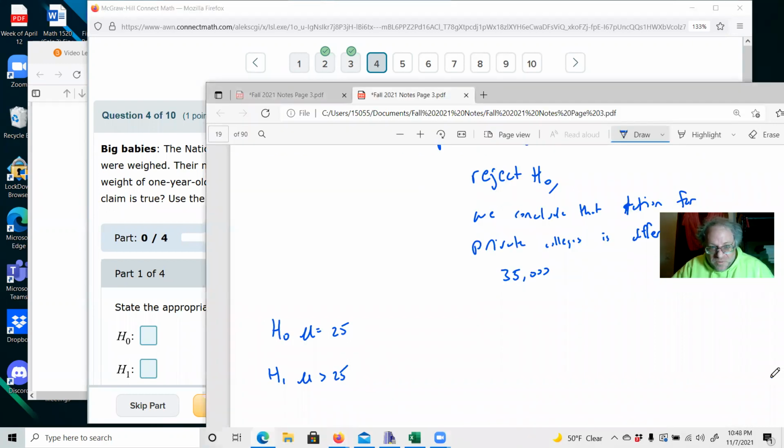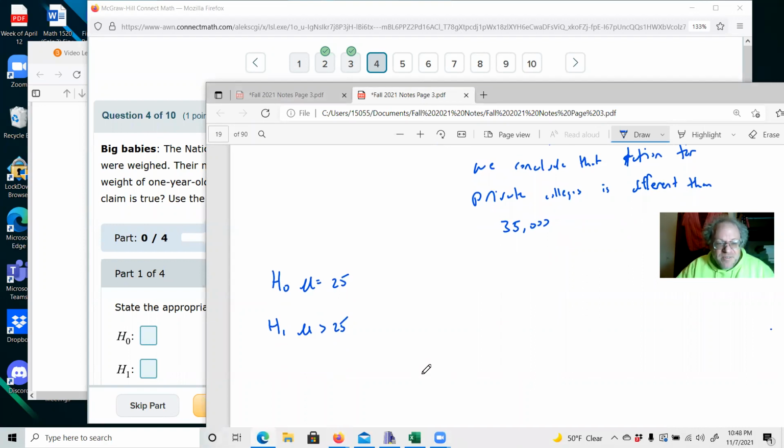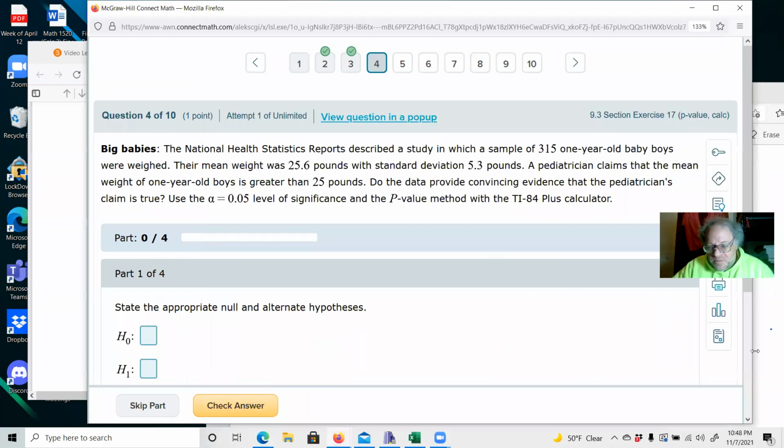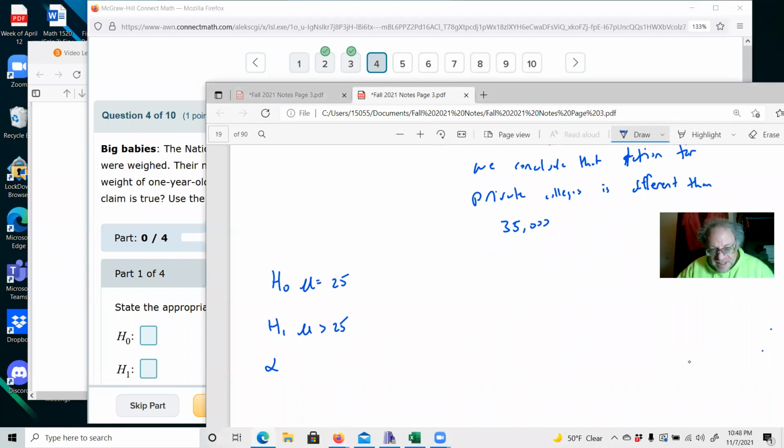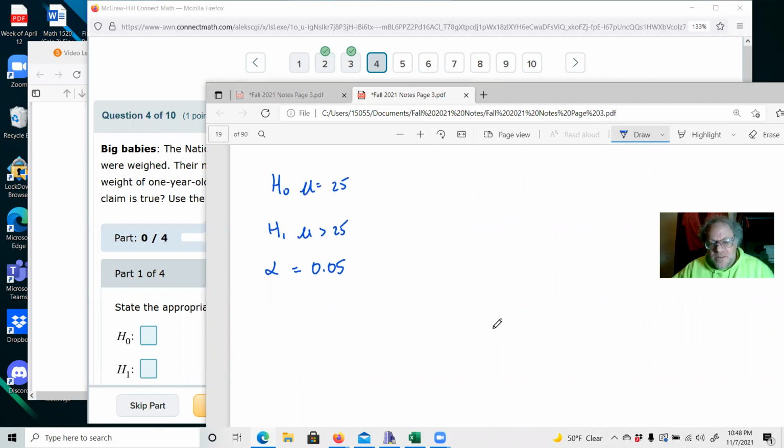Okay. So let's see here. We're on a one-sided test. We said alpha is equal to 0.05. Okay. So that's our step one. That's our step two. Okay, here's step one. It's the whole thing. Now we're going to calculate our test statistic.